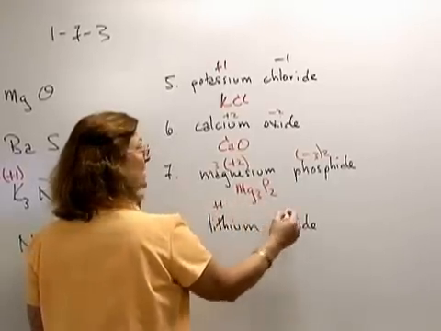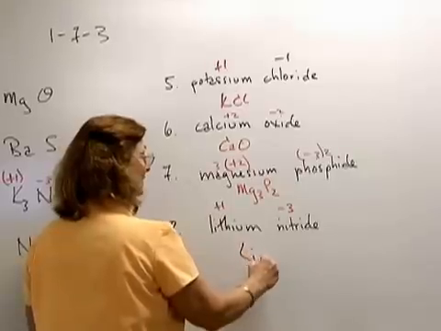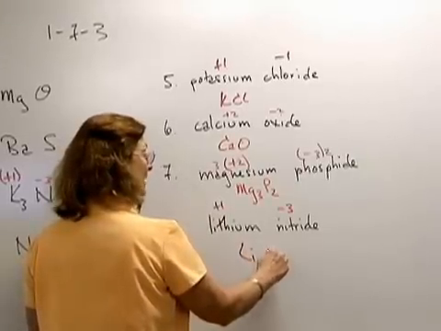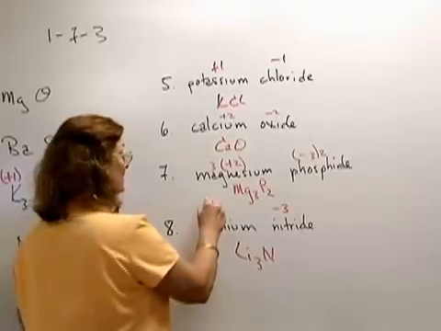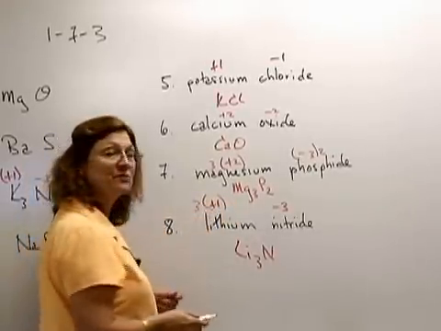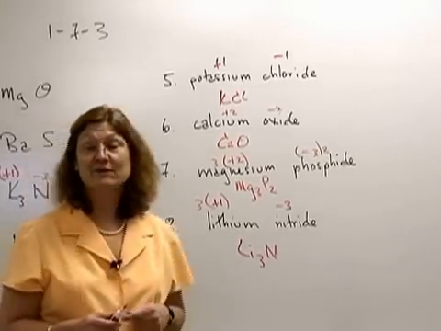Lithium is +1 and nitride is -3. So it should be Li subscript 3 N to get to 0, because +3 and -3 is equal to 0. That was the first part there.